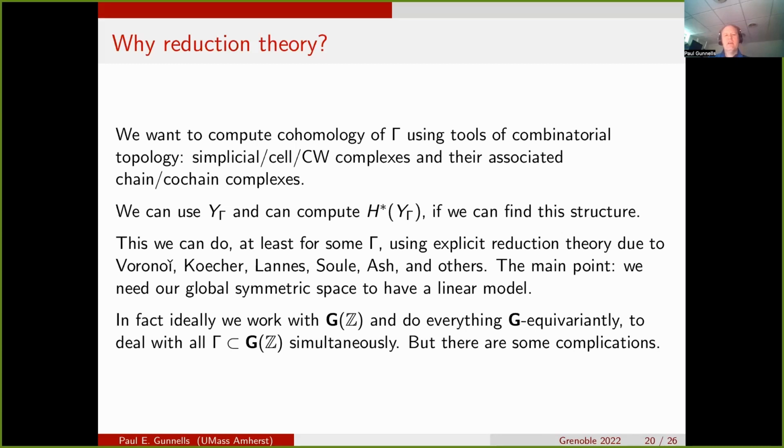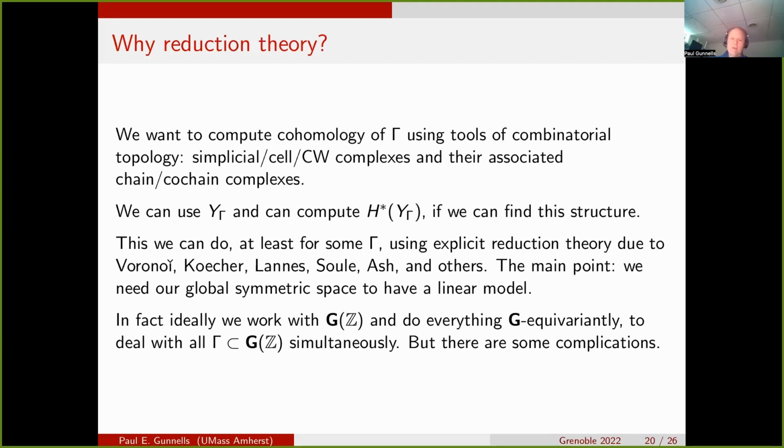And at least for some gamma, we can do this. We have a long history of this explicit reduction theory. It goes back to Voronoi and Koecher, Lannes, Soulé, and Ash, and many other people have played a role. I just can't write all the names. There's a lot of work on this. The main point is that it's not going to work for every symmetric space. We can't do this for just any group G, but we can do this for the symmetric spaces that have what's called a linear model. In practice, this means that it has a model in terms of quadratic forms or something like that.